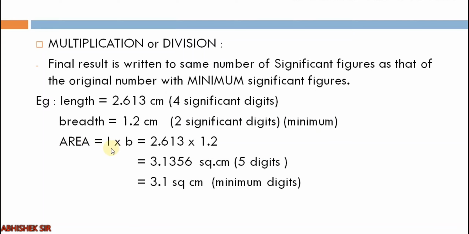Now if you find the area, that means you have to multiply these two numbers. If you multiply 2.613 with 1.2, you will get 3.1356 square centimeter. If you see carefully, this answer has 5 digits, right? But our rule was to take only minimum significant digits. So we need to convert this 3.1356 into a number which has only two significant digits. So we are taking 3.1 only, right?